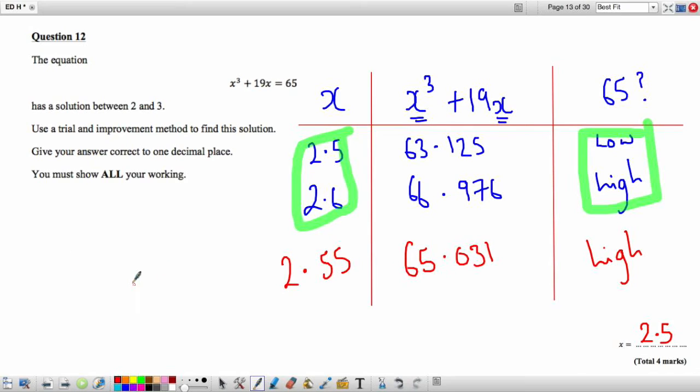You can visualise that using a number line here, that we have 2.5 was too low, 2.55 was too high, and here 2.6 was too high. So this number is too high. It means that the answer is somewhere along here, therefore it is closer to 2.5. So this is the final answer.